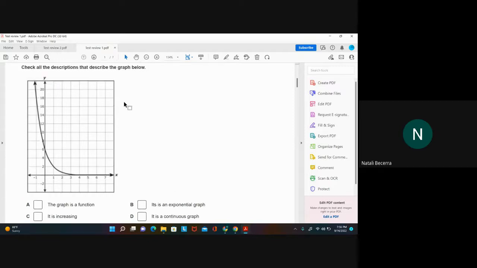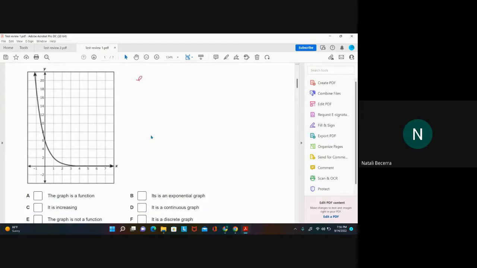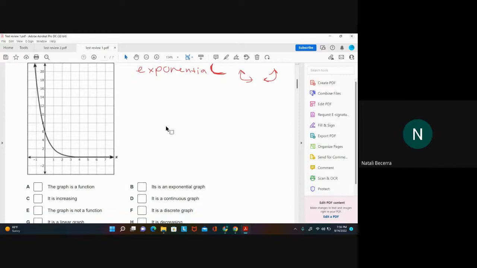All right. Anyways, check all the descriptions that describe the graph below. So first of all, you should know that exponential, look at this. In the word, it's a curvy L, okay? The word exponential has an L. Exponential functions are curvy L's, or it could be this way, okay? So we know that it's exponential. Discrete means whenever you have points that are not connected. Do I have points here? No, I don't, right? So it's not discrete.